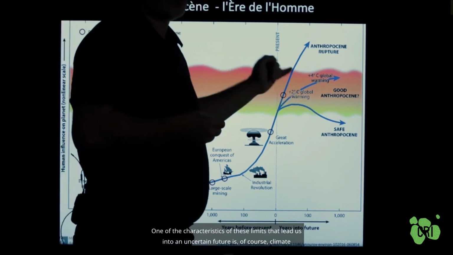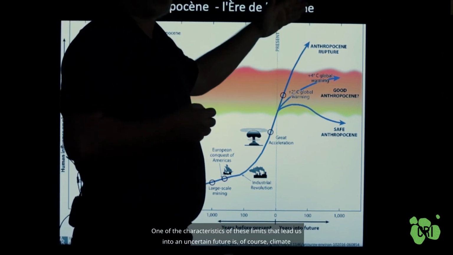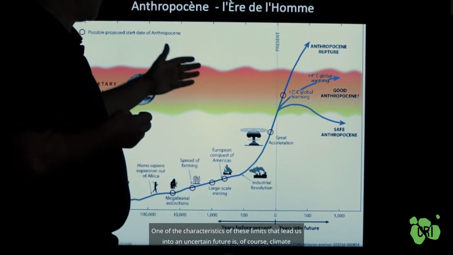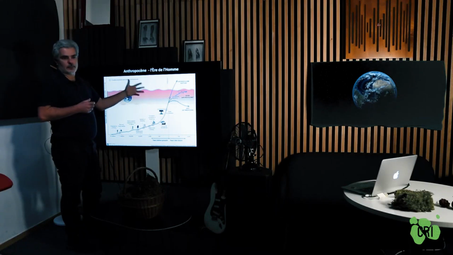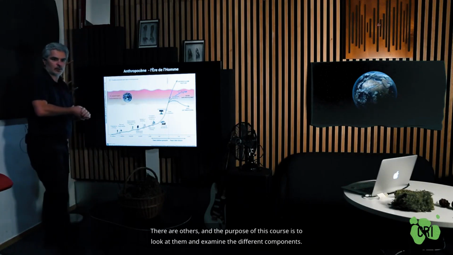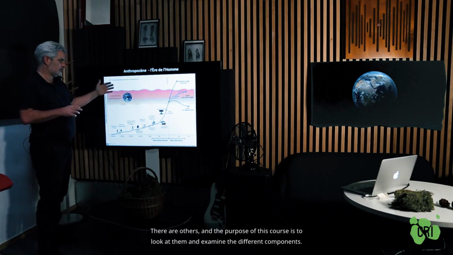One of the characteristics of these limits that lead us into an uncertain future is, of course, climate change, which everyone is familiar with. There are others, and the purpose of this course is to look at them and examine the different components.